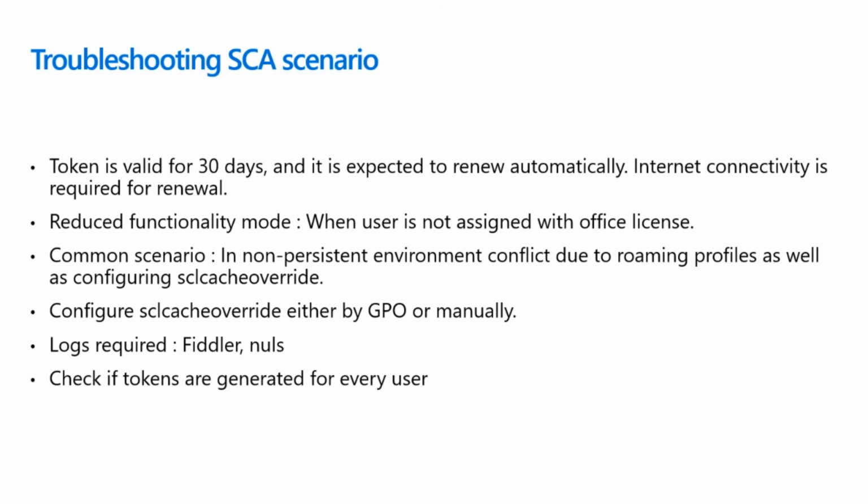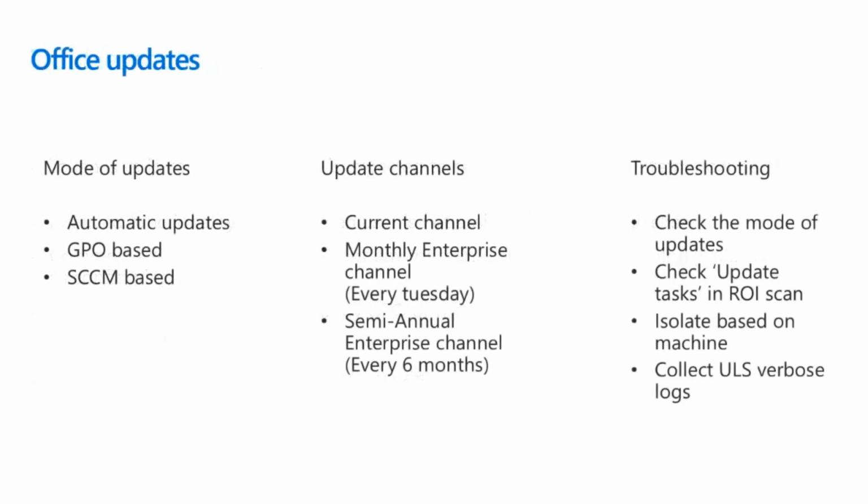It cannot be both, because if you configure both, then the client will get confused as to which is the one that it has to pick, and it won't be able to prioritize, and then it will just give errors. So it always has to be one of these, and it can never be both. And again, with SCA also, the logs to collect would remain the same: Fiddler, ULS, and AED-WAM. And yeah, that's it for shared computer activation.